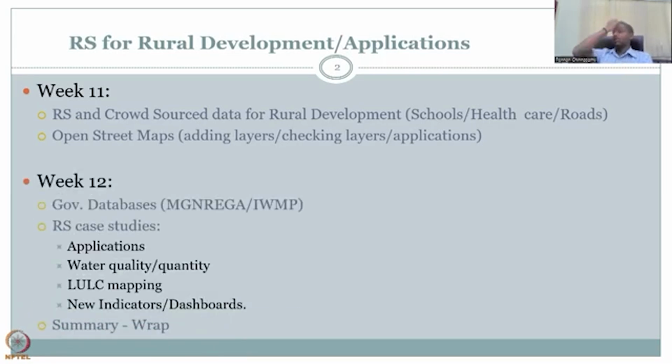Now in week 12, which is the final week of this lecture series, we'll be looking at government databases because we are going to focus on applications. It is very important to have rural development infrastructure. However, monitoring and evaluation is also needed. For example, there is a lot of monitoring and evaluation in big programs. However, very little data is collected for it.